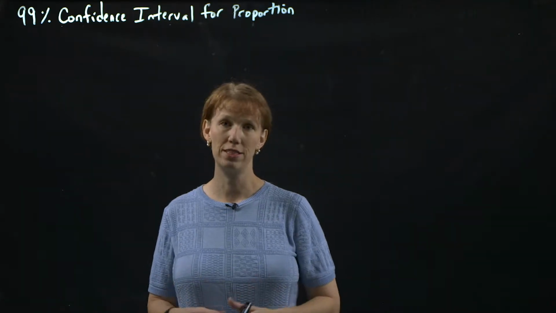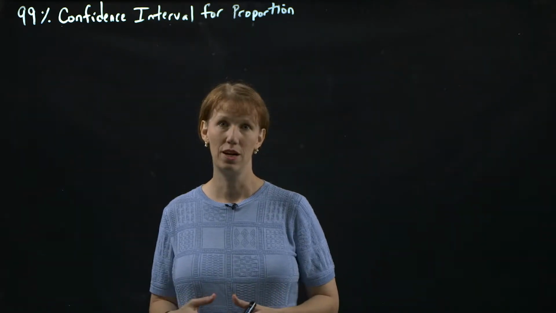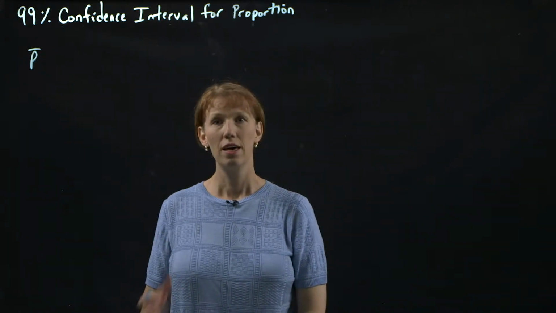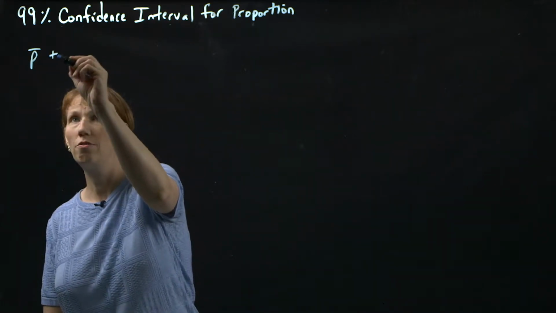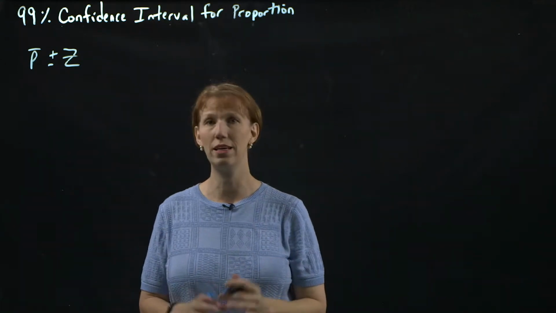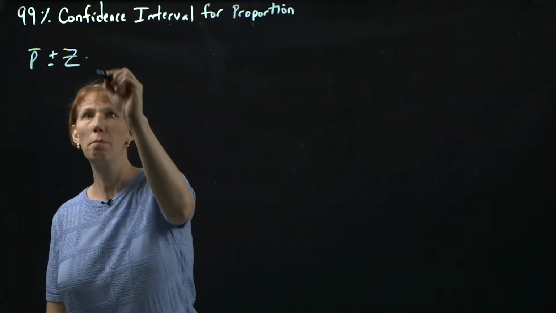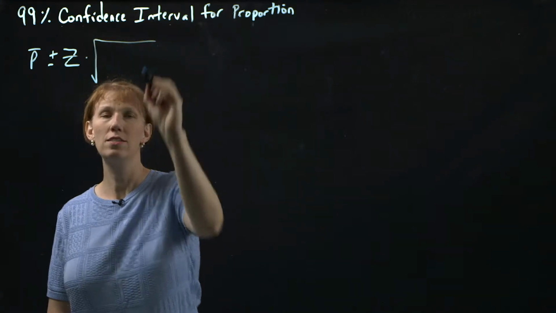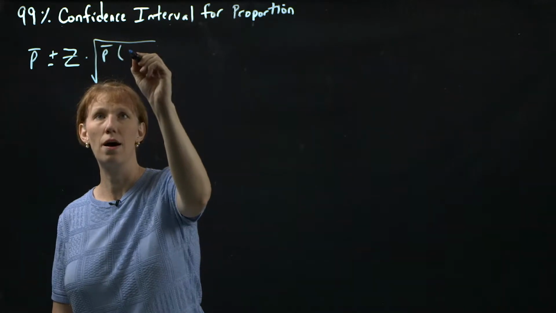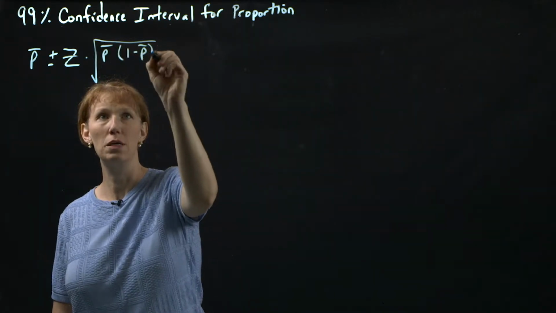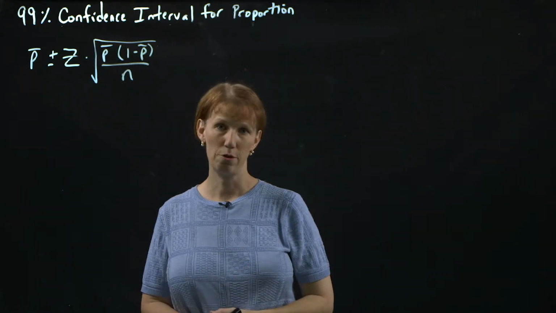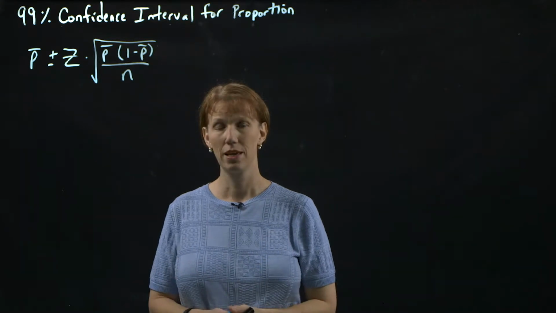Recall that a confidence interval is comprised of three elements. The first is a point estimate, which we denote as P bar. The second element is the value of Z that corresponds to the level of confidence that we are trying to estimate the interval for. And the third component of the confidence interval is the standard error of the proportion, which in this case is going to be estimated by the square root of P bar times 1 minus P bar divided by the sample size. So let's extract the information from our data set.